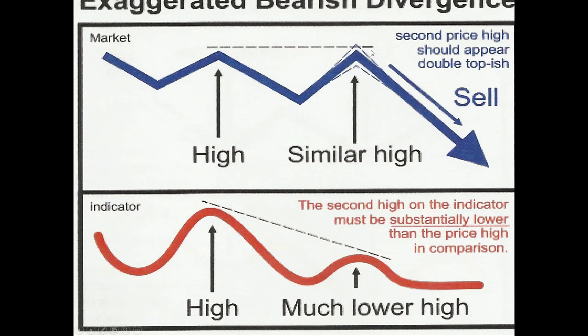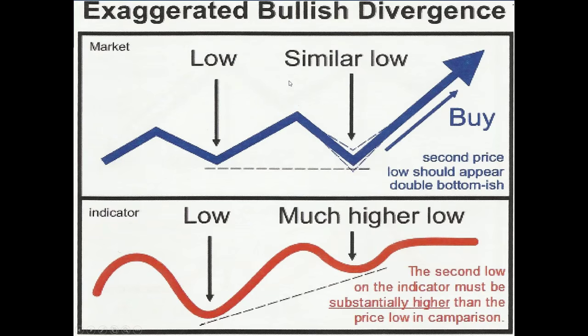Look at this. This is a double top. And here the price does not show a double top, it is showing a lower high. So both lines are found at the tops. The first line is found at the price top, and the second line is found at the indicator top. And look at this, very easy, right?